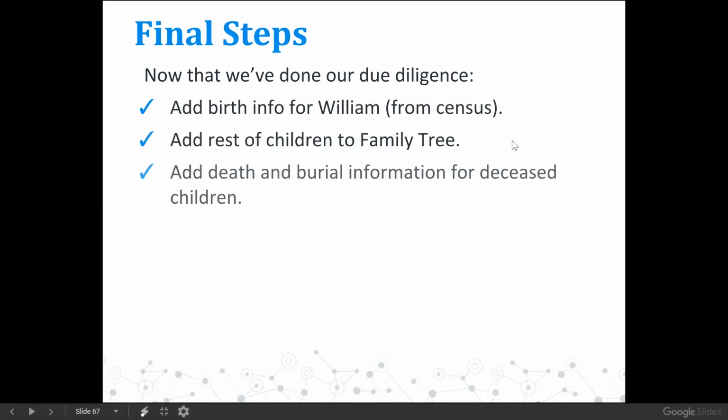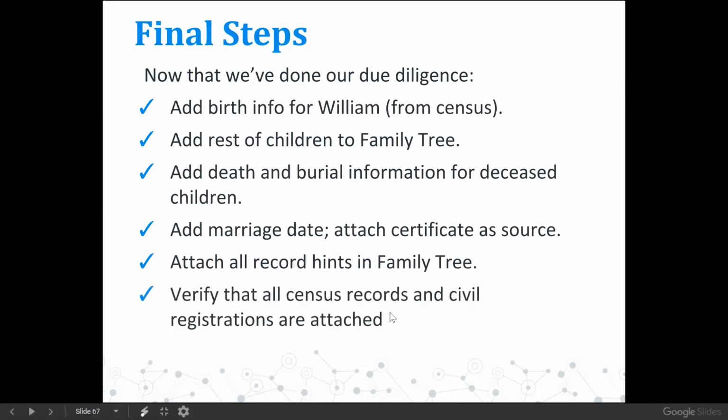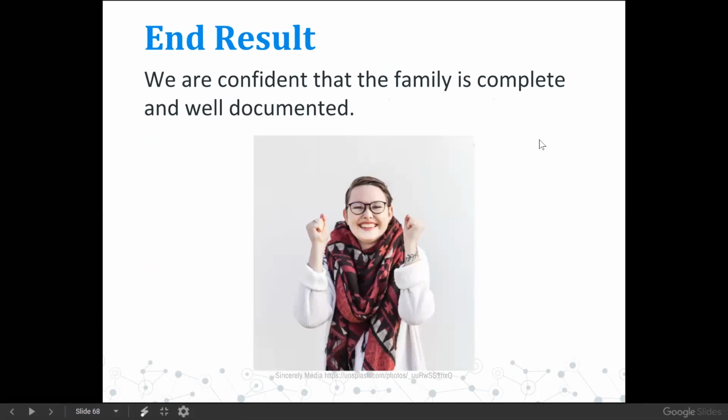We add the rest of the children to family tree. We add the death and burial information for the deceased kids, add the marriage date with the certificate as a source, attach all the record hints. And the more we add this information, the more record hints are going to show up. And then we want to verify that all census records and civil registrations are attached because, again, we know that we should be finding the family in those records. So doing our due diligence means looking for those records and making sure they're attached as sources. And then finally, we want to attach non-FamilySearch historical record sources, such as those burials from Free Reg. The end result is that we are confident that the family is complete and well documented.